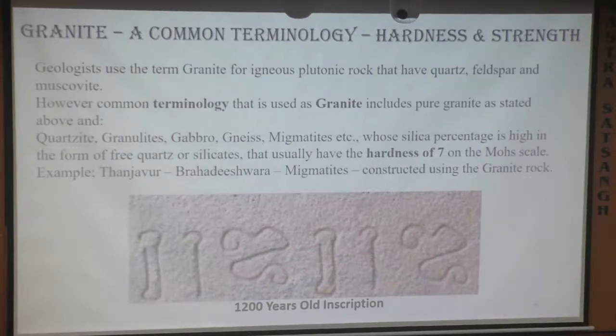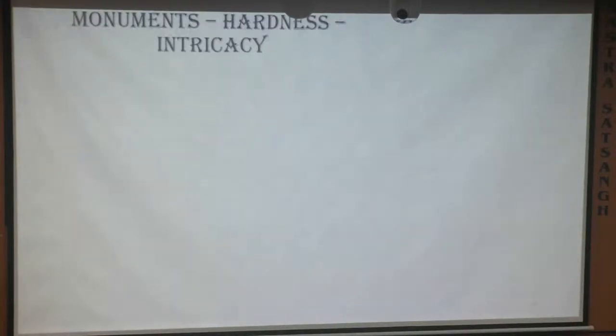This one strip taken from the Tanjavur Kovil, where the inscription is Raja Raja, is still quite fresh after 1200 years or so. That's because the material, the granite, is quite hard. The same thing may not happen with basalts, which we saw some time back in the slides. Okay.